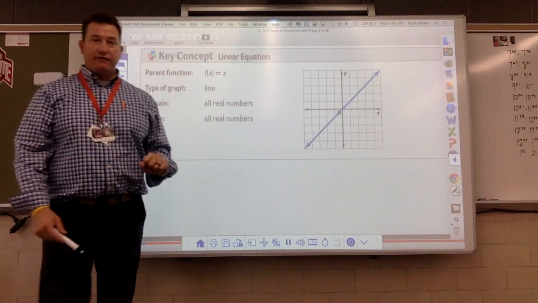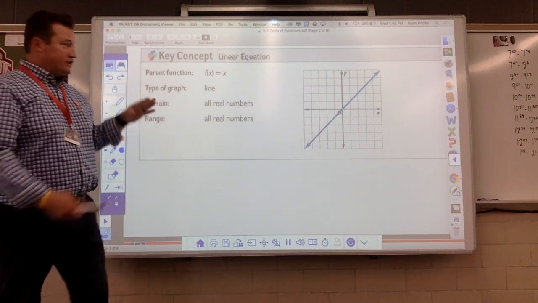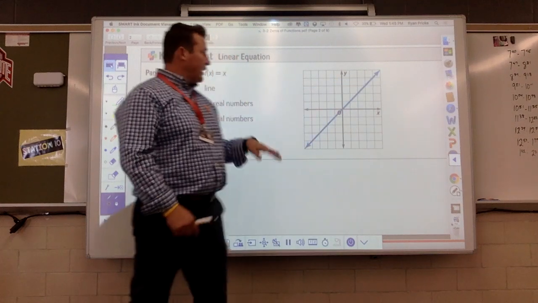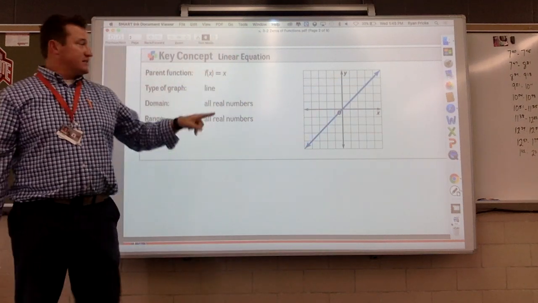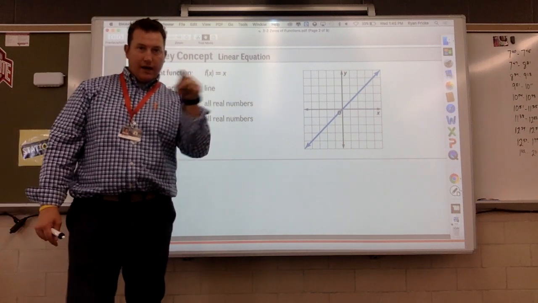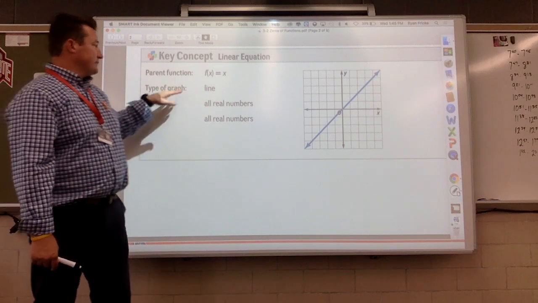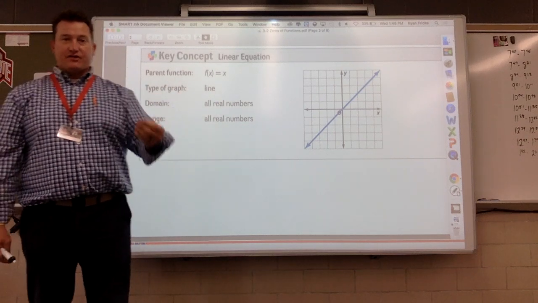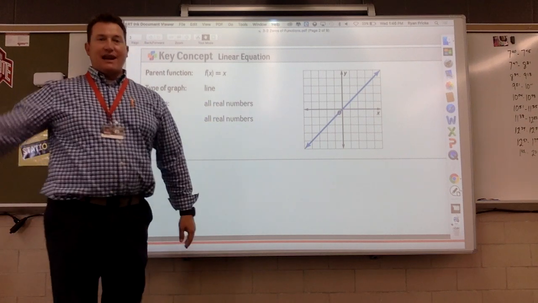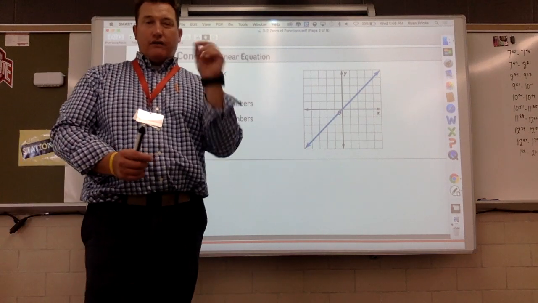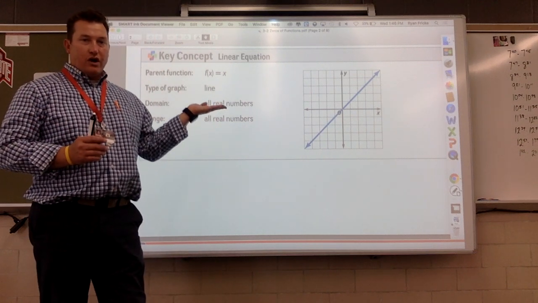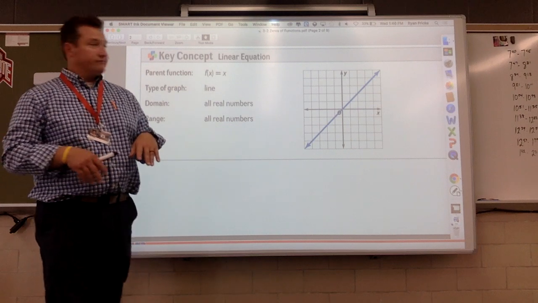Again, here's what our parent function looks like on a graph, right? So it is just a straight line. It's kind of like that diagonal line that goes from the bottom left to the top right. Again, if you put this on Desmos and you type in f of x equals x, that's what it looks like. You could also type y equals x. That's still what it looks like. Okay? This is a linear function because it graphs to a straight line. Our domain and range on nearly 99.9% of all of our linear functions will be identical, right? It'll be just like this, all real numbers and all real numbers. Okay?